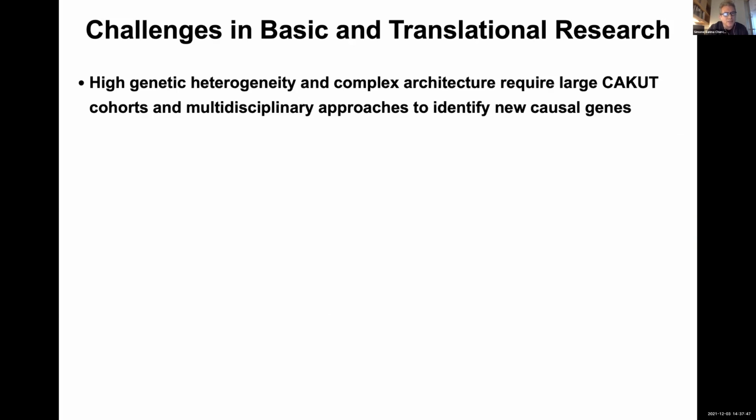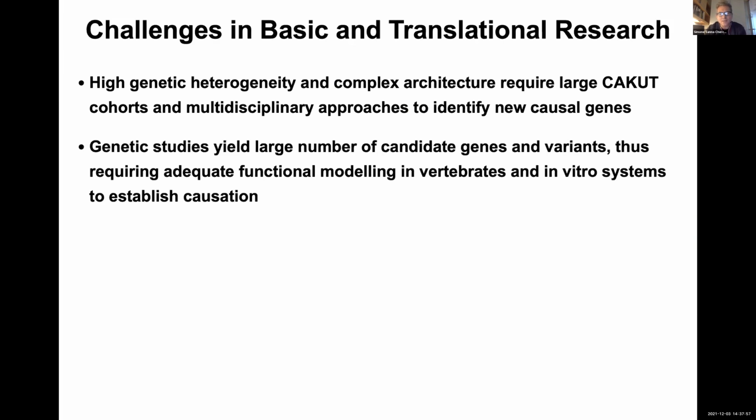So, what are the challenges in basic and translational research for CAKUT? First of all, the high genetic heterogeneity and complex genetic architecture require large CAKUT cohorts and also multidisciplinary approaches in order to identify new causal genes. Once these studies are conducted, these usually yield a very large number of candidate genes and variants that then require adequate functional modeling in vertebrates and in vitro systems to establish causation to start with.